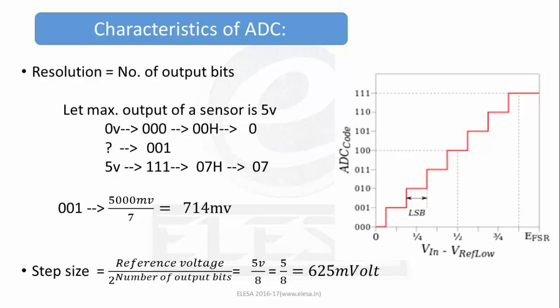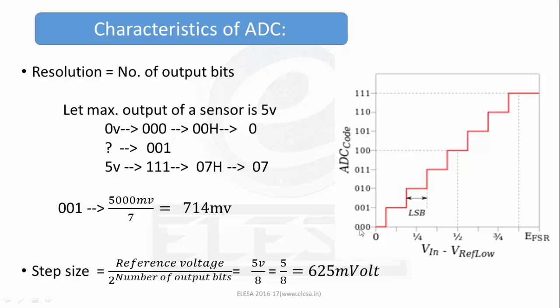Resolution means the number of output bits. If there are 8 output bits, then the resolution of that ADC is 8 bit. Let the maximum output of a sensor be 5 volt, and if we give a 0 volt input, then we will get 0 0 0 at the output, and if we give a 5 volt input, then we will get 1 1 1 at the output. And if the input voltage is between 0 to 5 volt, then the output levels are also between 0 0 0 to 1 1 1.